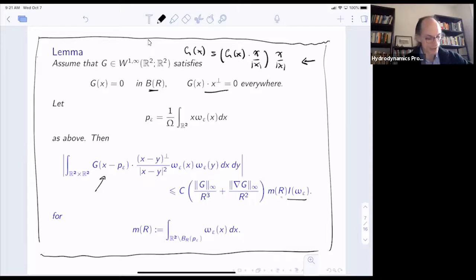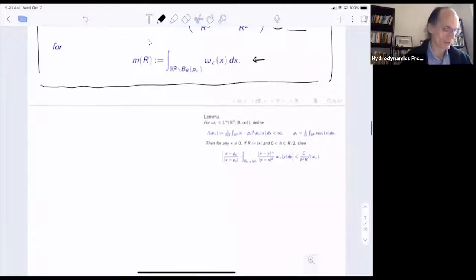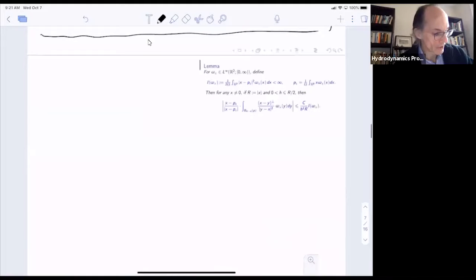And then this M of R is the amount of vorticity outside. So here's the definition of M. M is the amount of vorticity outside a ball of radius R in the plane. And so again, if R is big, I expect this should be getting small. And so this is the lemma I hope to prove. And we'll see this is sort of a main point in the eventual proof of the theorem. Okay, so I've recorded up here the earlier lemma.